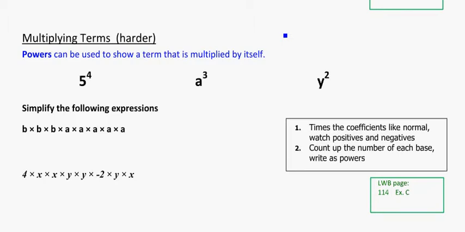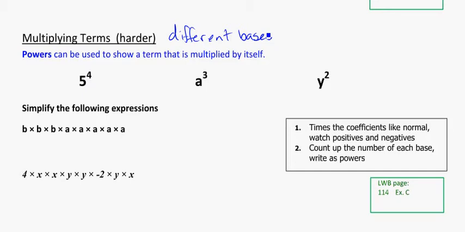Multiply in terms, the harder way. In this case, the big difference is that we're going to have different bases that we're multiplying together here. So the first thing I want to double check with you guys is to make sure that you understand what 5 to the power of 4 actually means.